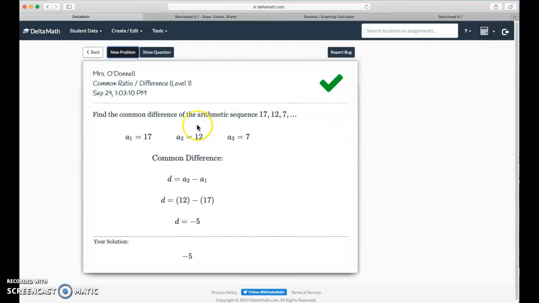Click yes. And then Delta Math takes you through step by step. Your first term, a sub 1, that subscript is telling you the term number. So a sub 1 equals 17. A sub 2 equals 12, a sub 3 equals 7. So our common difference, you're taking the second term minus the first term. So you're doing 12 minus 17, which gave us that -5. And we found our common difference, okay?